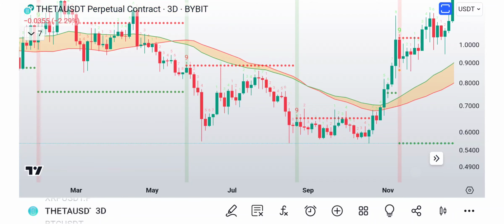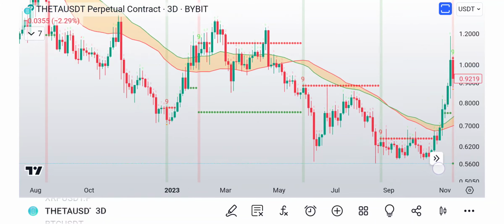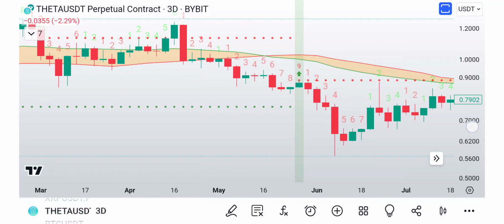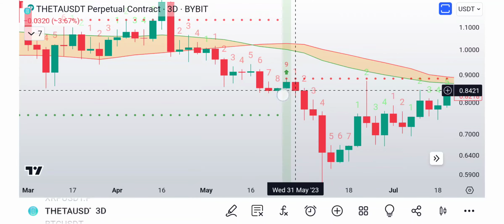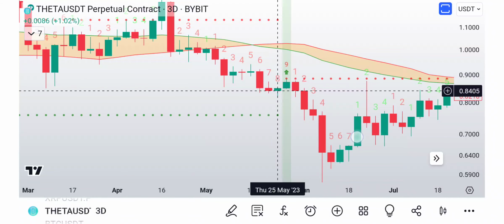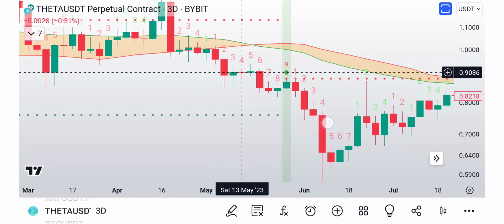It's interesting. But you can see it doesn't always work out. Like this 9 here was a failed signal, right? You see, it wasn't a perfected 9.